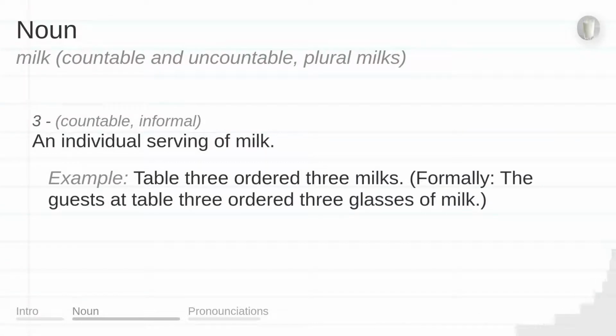An individual serving of milk. Example. Table 3 ordered 3 milks. Formally, the guests at table 3 ordered 3 glasses of milk.